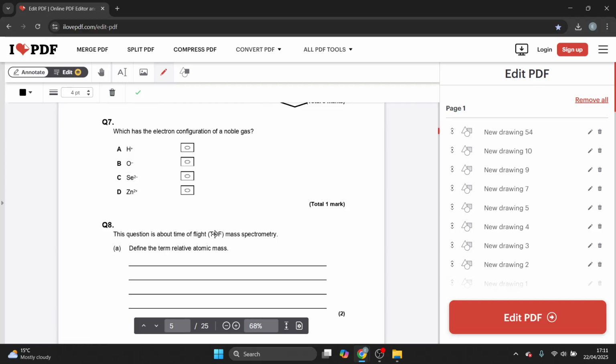Which has the electron configuration of a noble gas. Well, if I look at H plus, hydrogen has one. Actually, let me look at selenium. Selenium, Se, has 34 electrons. Well, let me just go through what the noble gases are.